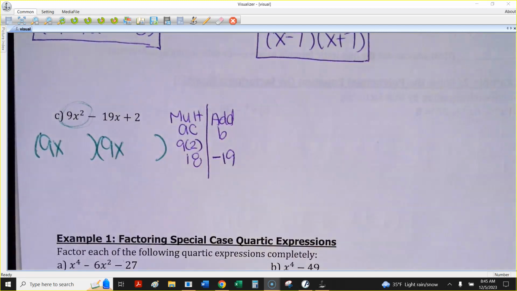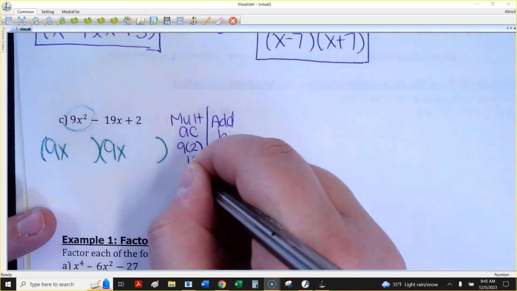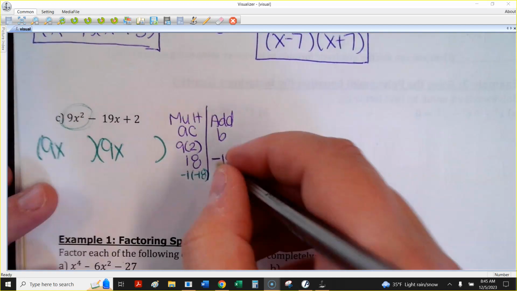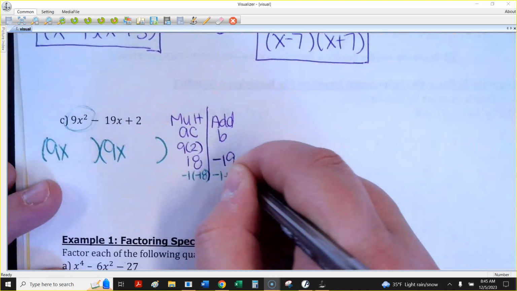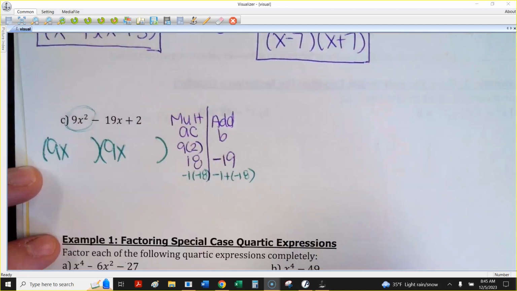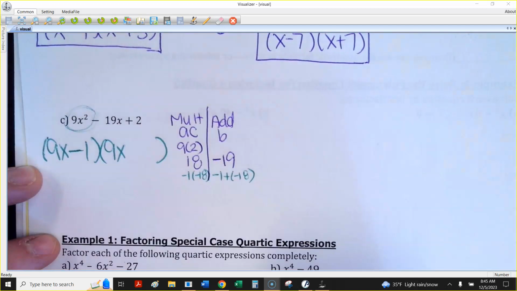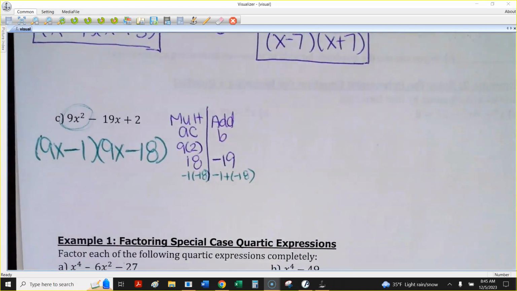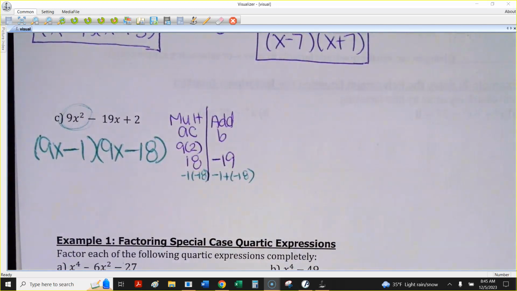Yes, okay, so only way for this to happen, they both have to be negative. So negative 1 times negative 18 is positive 18. Negative 1 plus a negative 18 is negative 19. Okay, so for one, we're going to write minus 1. For the other one, we're going to write minus 18. Again, the order for that doesn't matter. Now, this is not the factored form of this because if I multiplied that back out, it's not going to give me what I have above there.